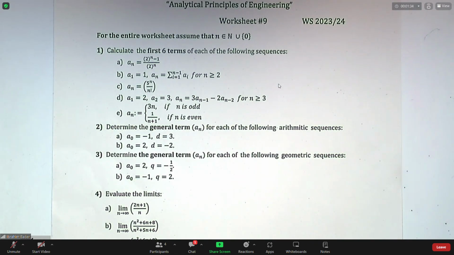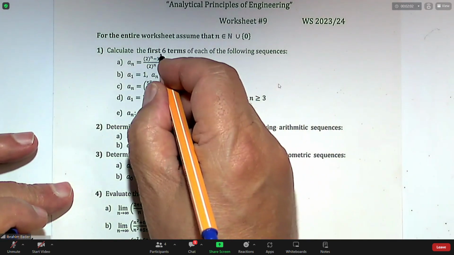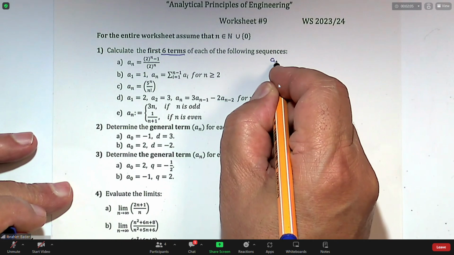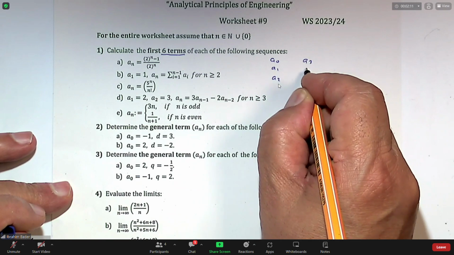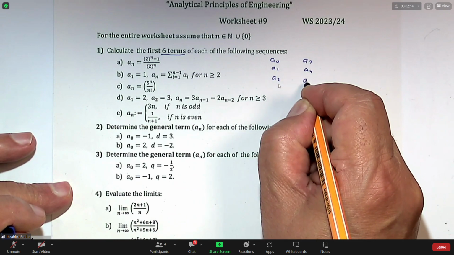And here we have different definitions of the sequence. Some are given explicitly, so directly, and others using a recursive formula, meaning that you need to use the previous terms to evaluate the next terms. So here first 6 terms means A0, A1, A2, A3, A4, A5.